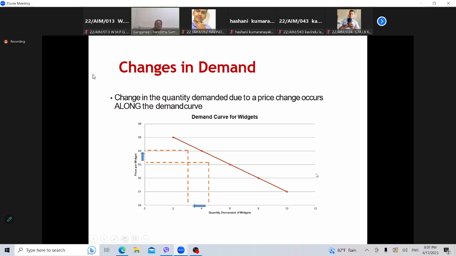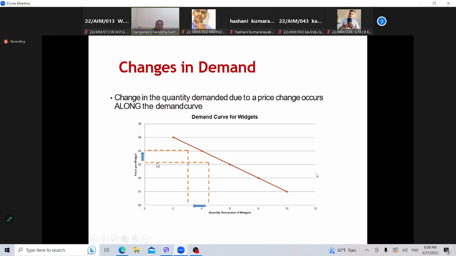So, the demand curve here should come somewhat here. Okay. I have to draw this line somewhat here. I think you can understand. This line should touch this. It should come a little bit here. When I am forwarding, I will make it correct. So a change in the quantity demanded due to a price change occurs along the demand curve. See, price is increasing here. From here, the quantity demanded is this much. Let's say 4.5.